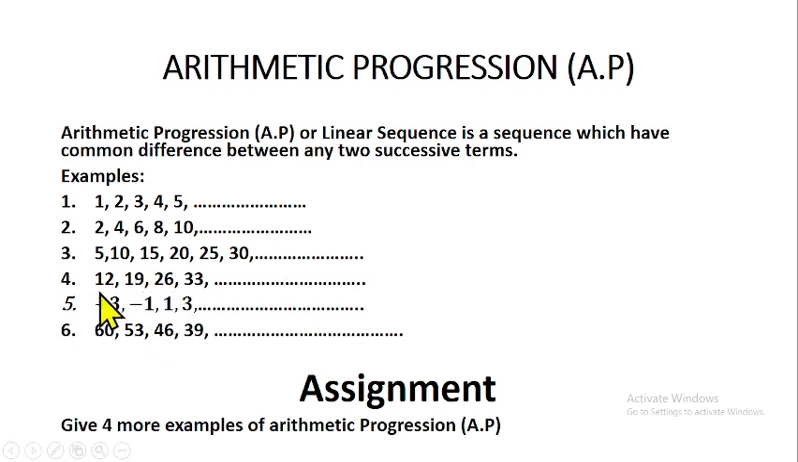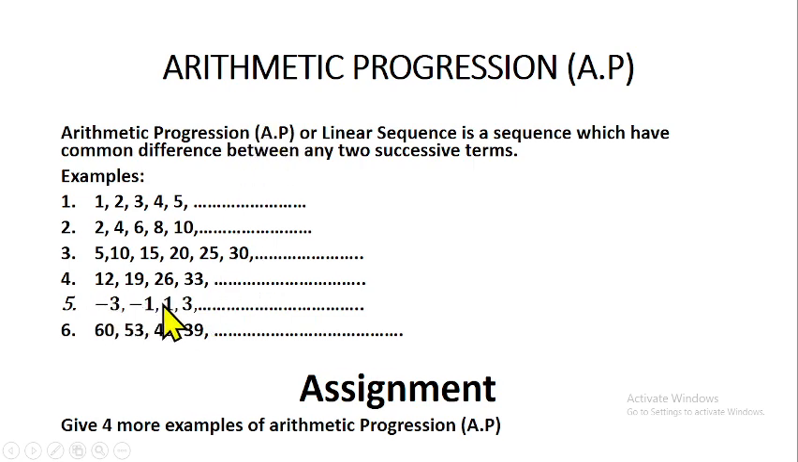Let's look at the fourth one. We have 12, 19, 26, 33. Can you tell me the common difference between any two successive terms here? I'll give you 2 seconds to figure that out. What is the common difference between any two successive terms for this sequence? Do you know it now? Yes. The common difference is 7. 19 minus 12 is 7. 26 minus 19 is 7. 33 minus 26 is 7 as well. So there's also a common difference between two successive terms of this progression. That means it belongs to arithmetic progression.